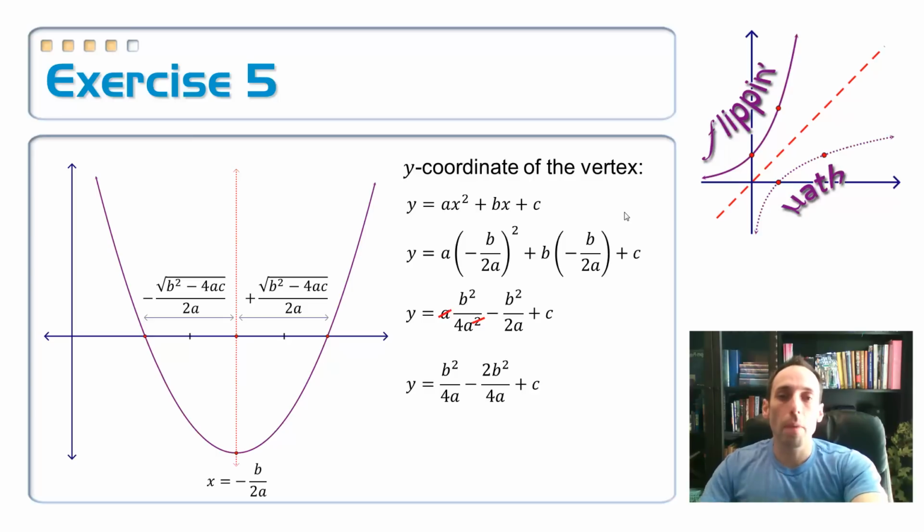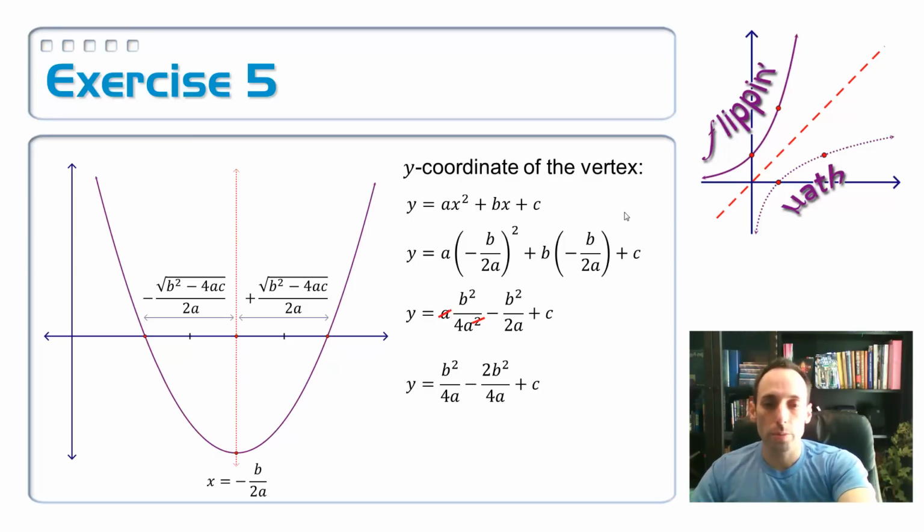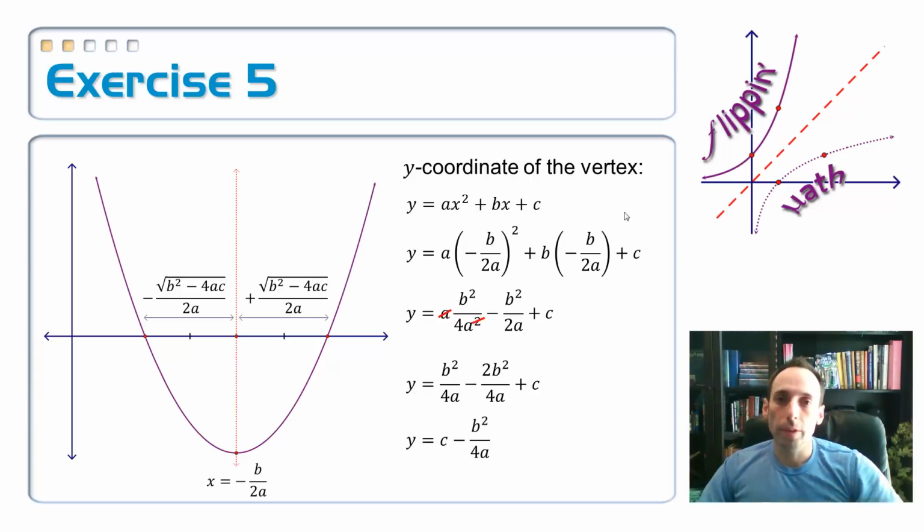Now I could go ahead and combine those first two terms. If I have 1b squared minus 2b squared, that gives me just a negative b squared. And I'm the type of guy who likes to keep the positive number first if there is one, so I switched this around and made it c minus b squared over 4a. So there is the y-coordinate of your vertex.